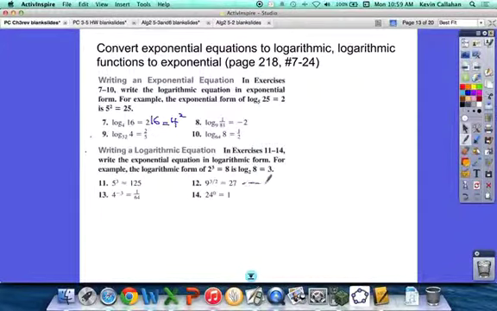How about this one here? 9 to the 3/2 is 27. How would that look as a log? As a log. Log base what? Log base 9 of 27 equals 3/2. So you just be able to convert both directions. That should be the easy problems, right? Everybody should get those right.